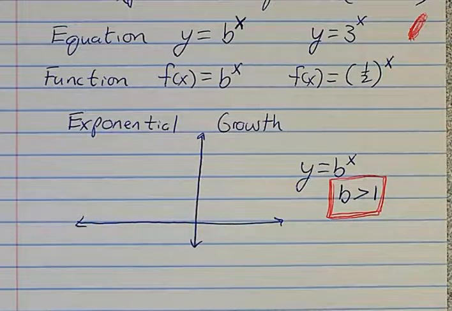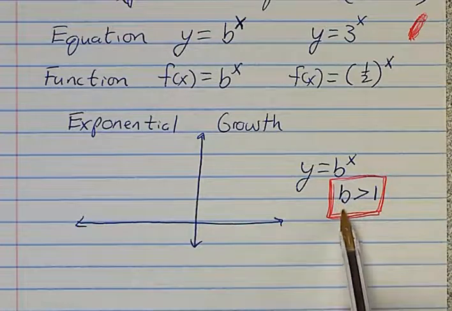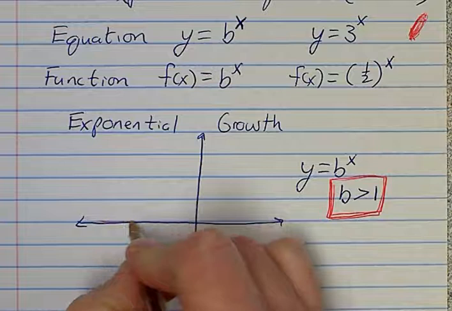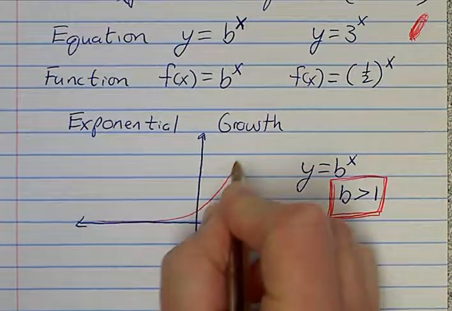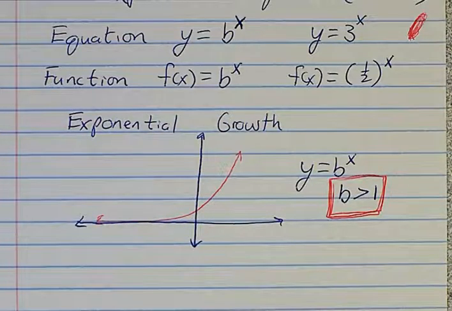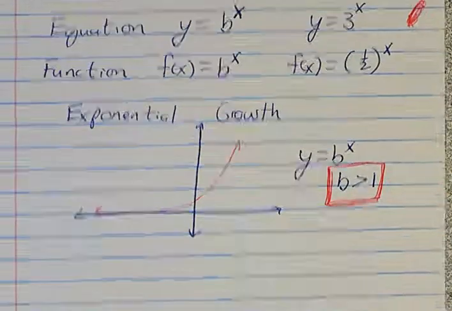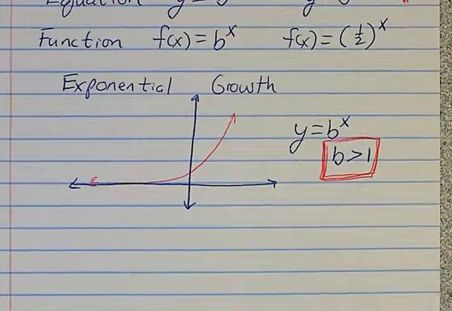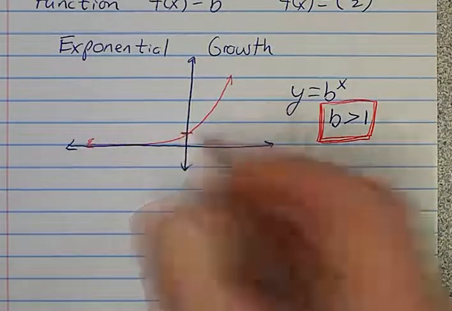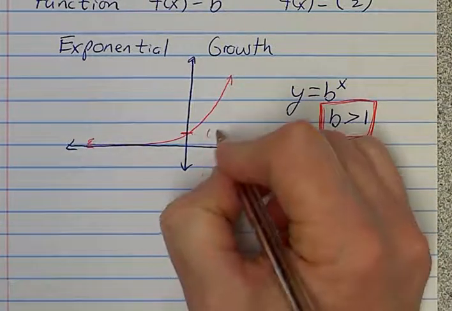The basic shape, no matter what it is, whether your base is 2 or 3 or 4 or 5, they all have one basic shape. And they all look something like that. Now, there is one thing they have in common, no matter what the base is. They're all going to cross right here at the same point, and that's going to be at 0, 1.